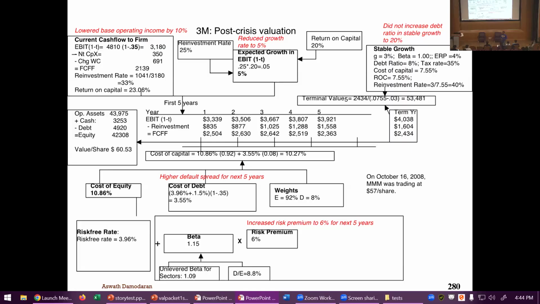Any questions? So here's my task for you. Over the weekend, I want you to start thinking about the story for your company. Start thinking about bringing the Excel spreadsheet and make that story explicit as you value your company.